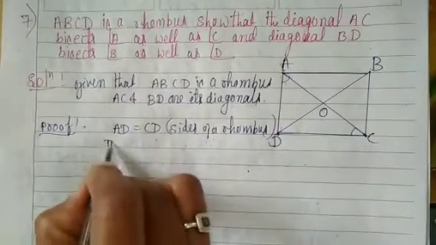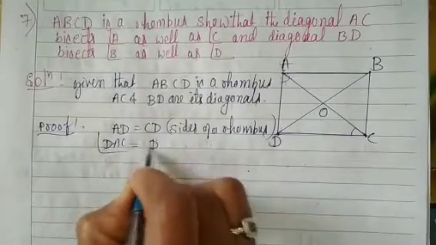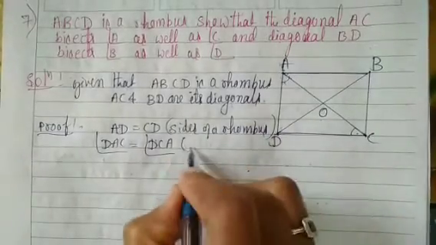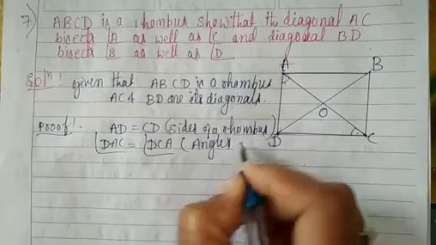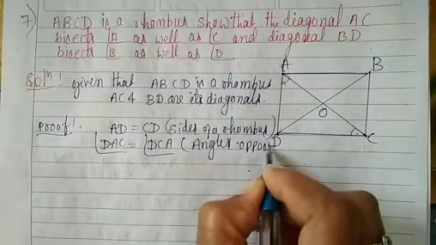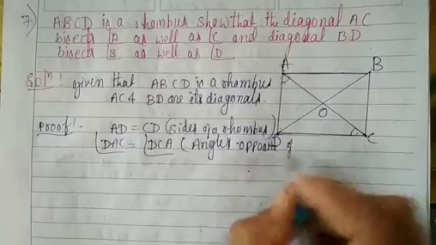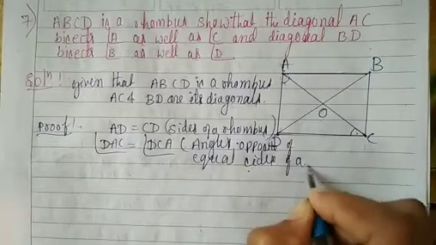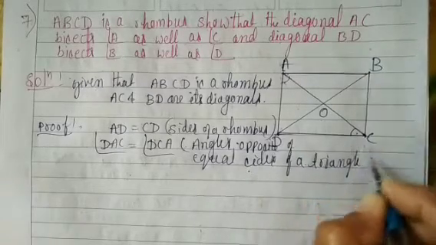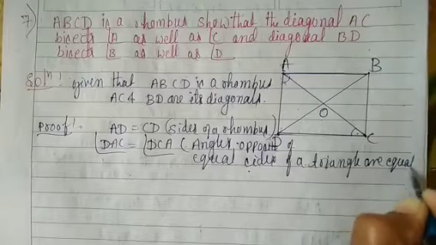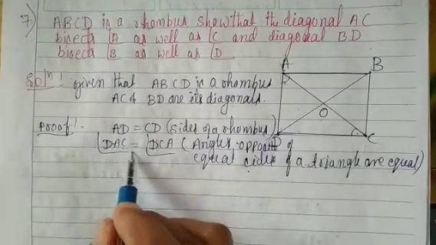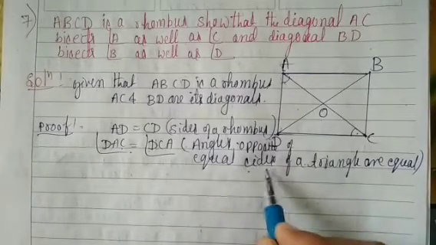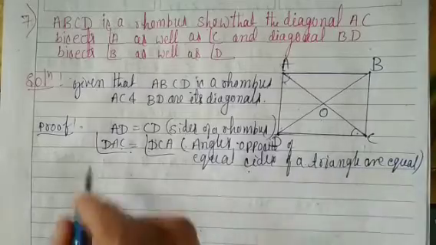Angle A is equal to angle C. DAC is equal to DCA. Angles opposite to equal sides of a triangle are equal. Once again, angle DAC is equal to angle DCA. Angles opposite to equal sides of a triangle are equal.